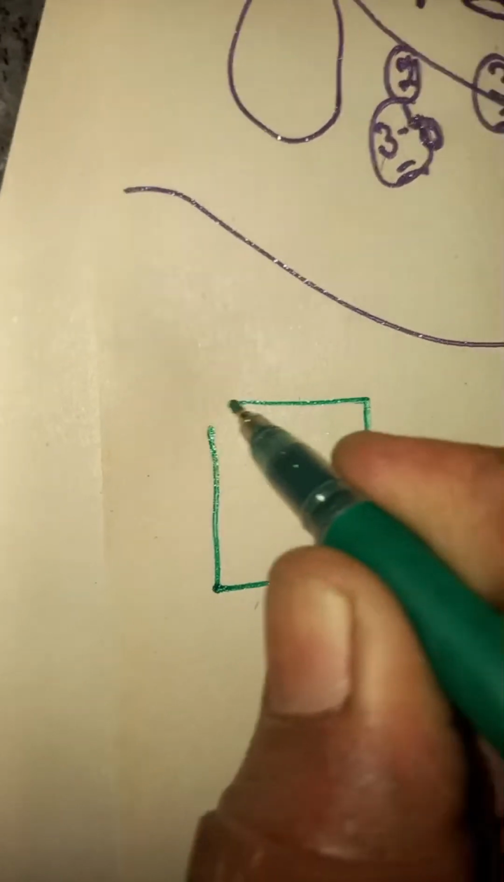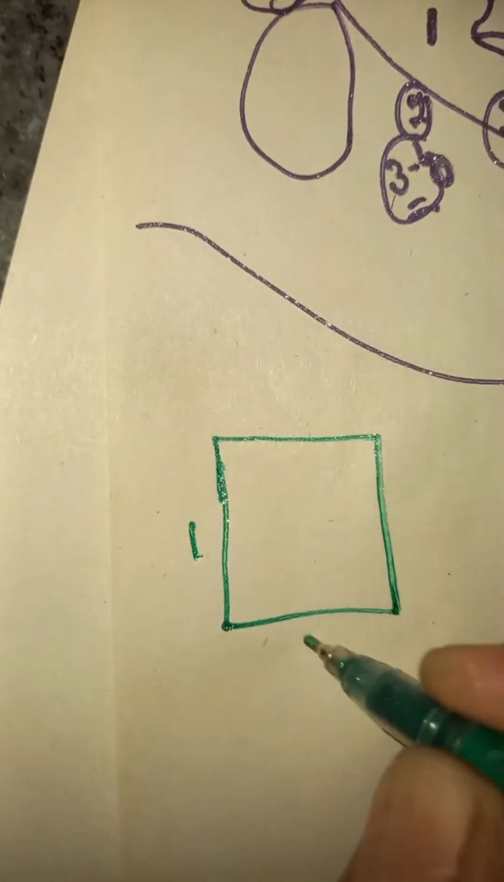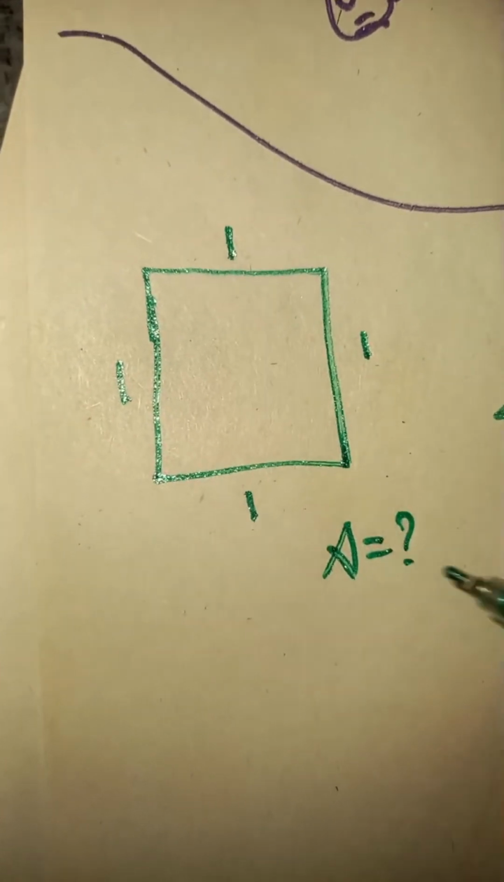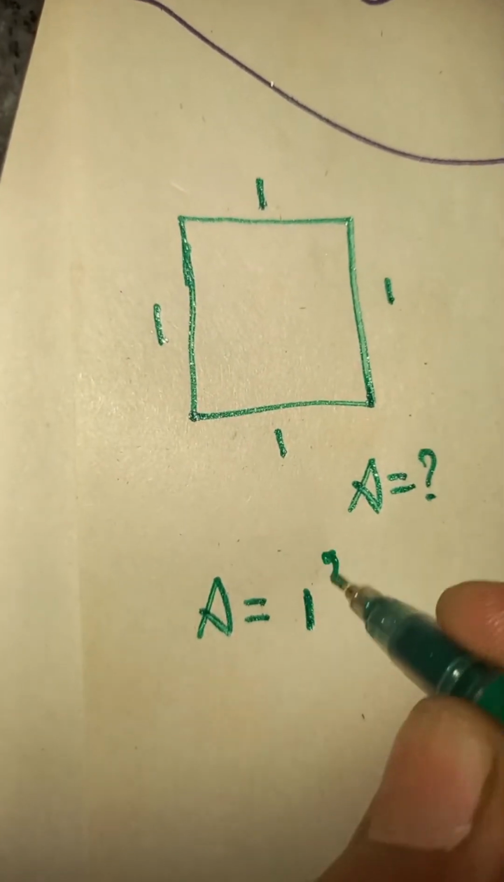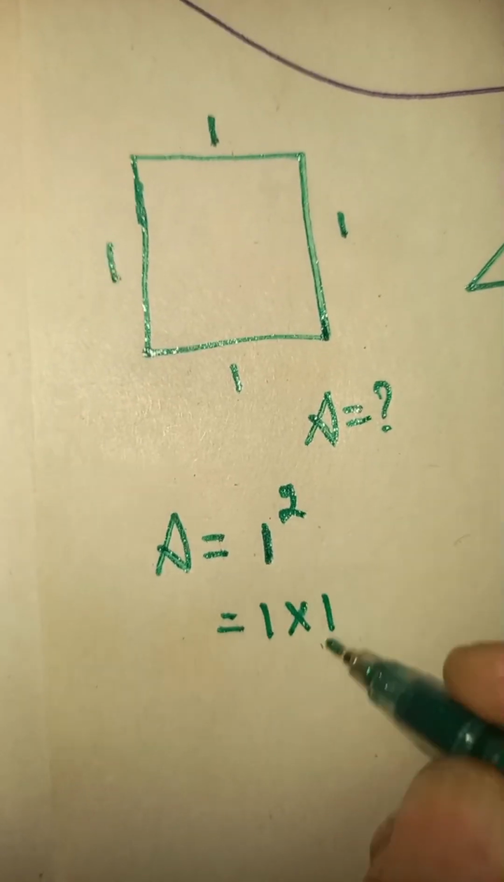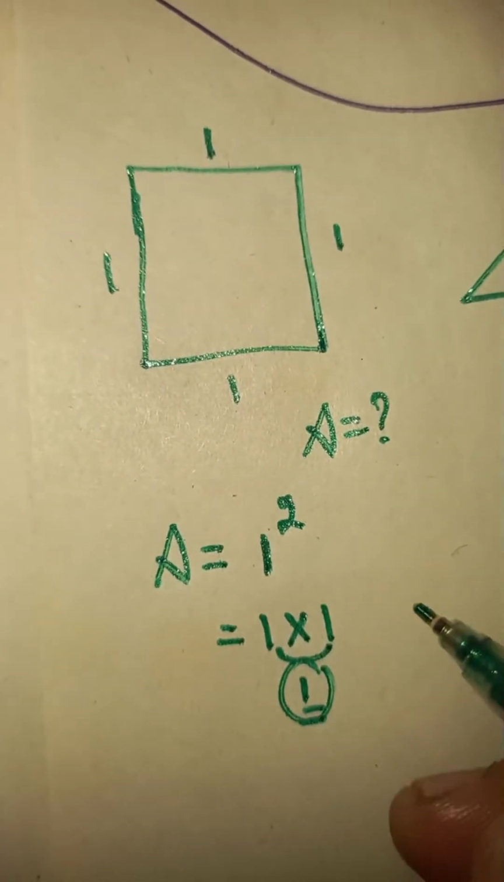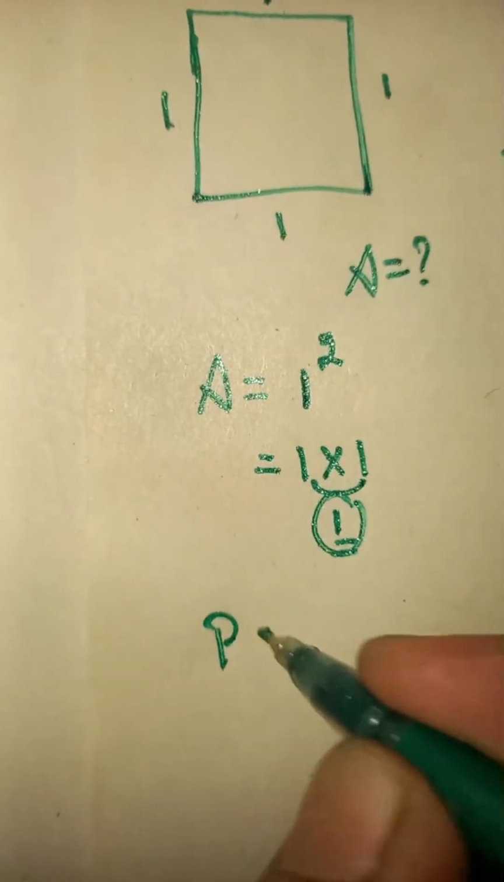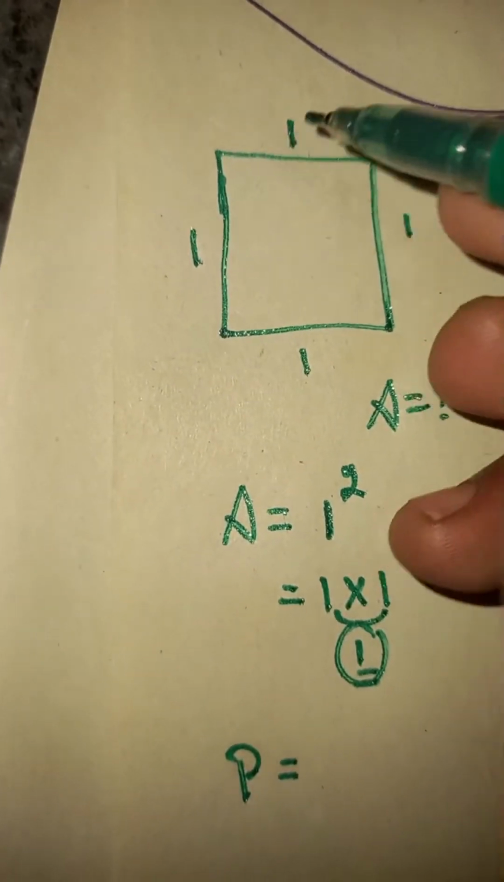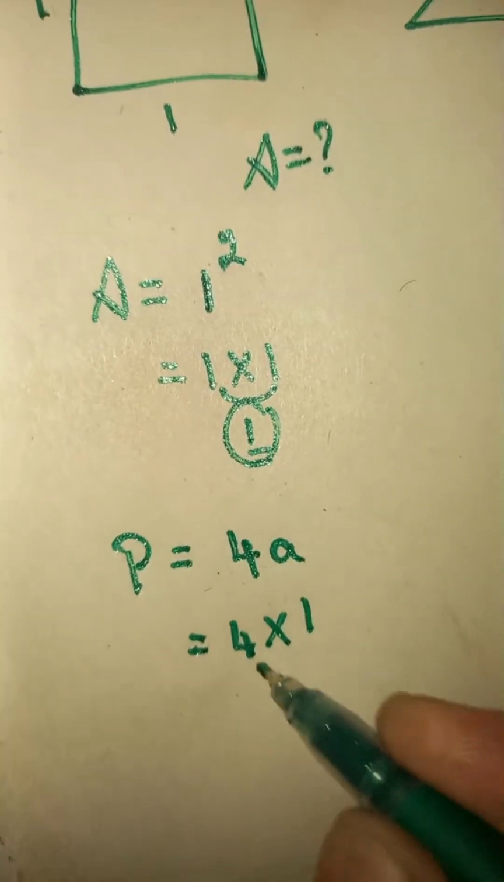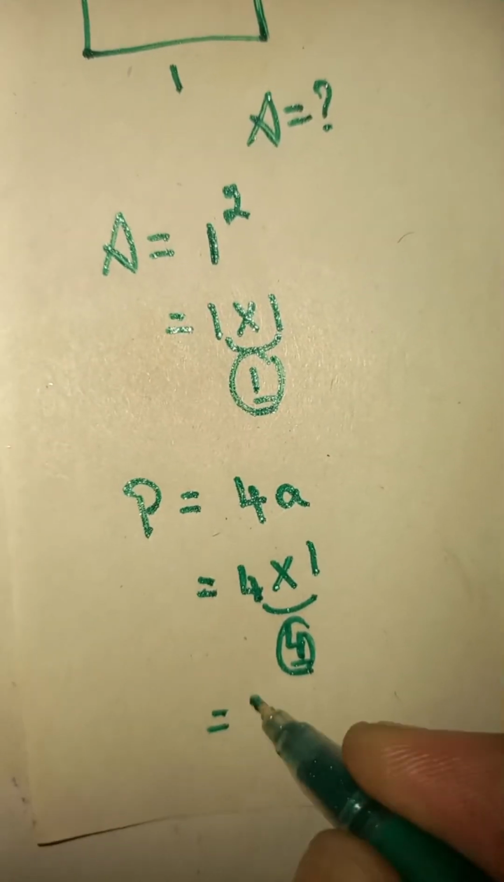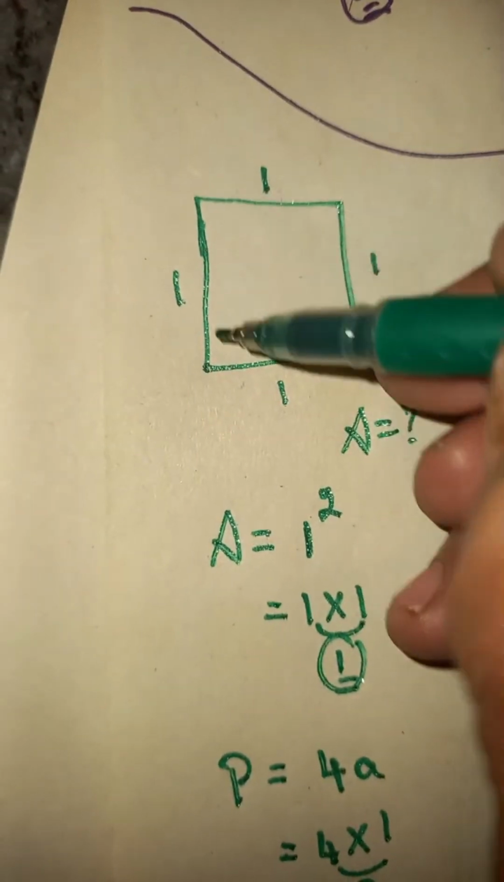Let's talk about square. They give all sides of the square equal to 1 unit. When all sides are 1 unit, you need to find out the area of the square. Area of the square means the side length squared, 1 unit, so it becomes 1 squared, which means 1 times 1, which remains 1 square unit. And you can find the perimeter, that is 4 times the side length, 4 times 1, which remains 4. 4 units is the perimeter of this square.